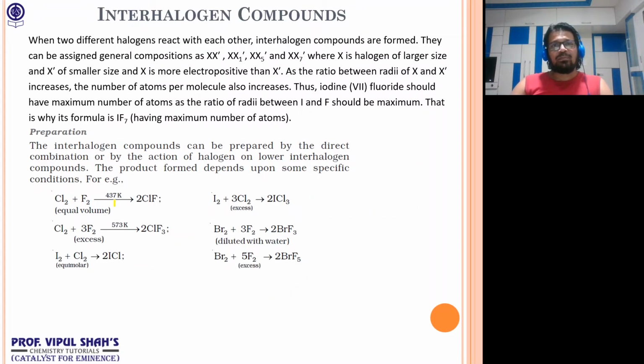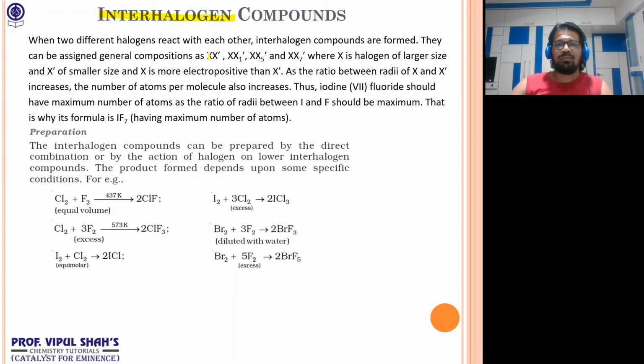Then comes the last part, people. What we have with this group 17 is over: interhalogen compounds. The word is the answer, interhalogen. When two halogen atoms combine, the compounds are called interhalogen compounds. And they form a variety. We discussed this in the physical properties also.